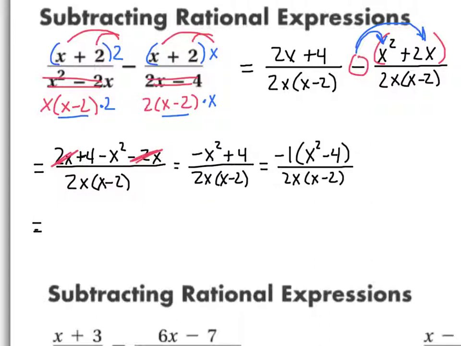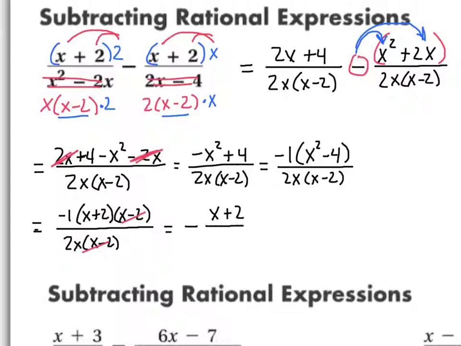So we now have -1 times x plus 2 times x minus 2, because that is how the difference of perfect squares factors. X squared minus 4 factors into x plus 2 times x minus 2. On the bottom we still have our common denominator of 2x times x minus 2. And now we can cancel. So our final answer, I'm going to throw that -1 out in front. If you want to leave it up on top, that's fine. But I'm going to say we have negative x plus 2 over 2x. And that would be our simplified answer.